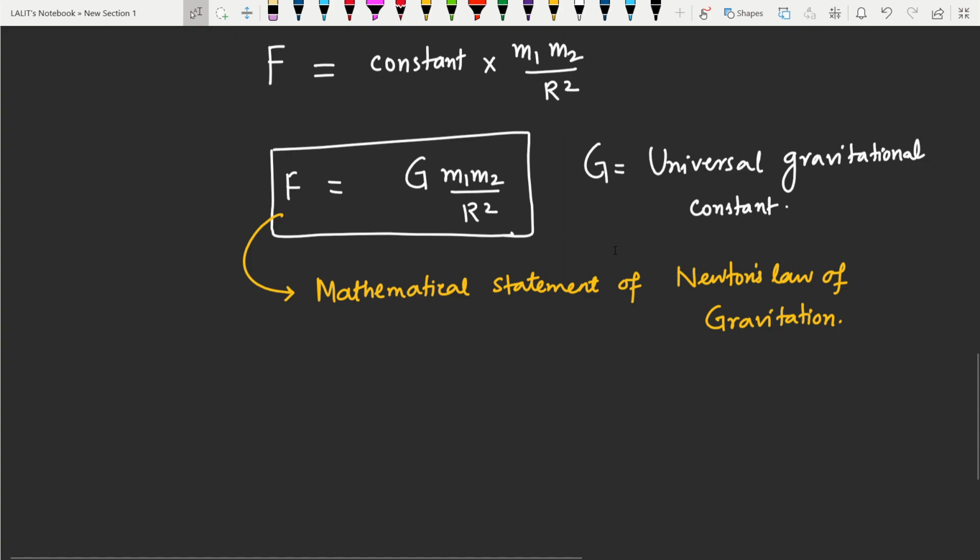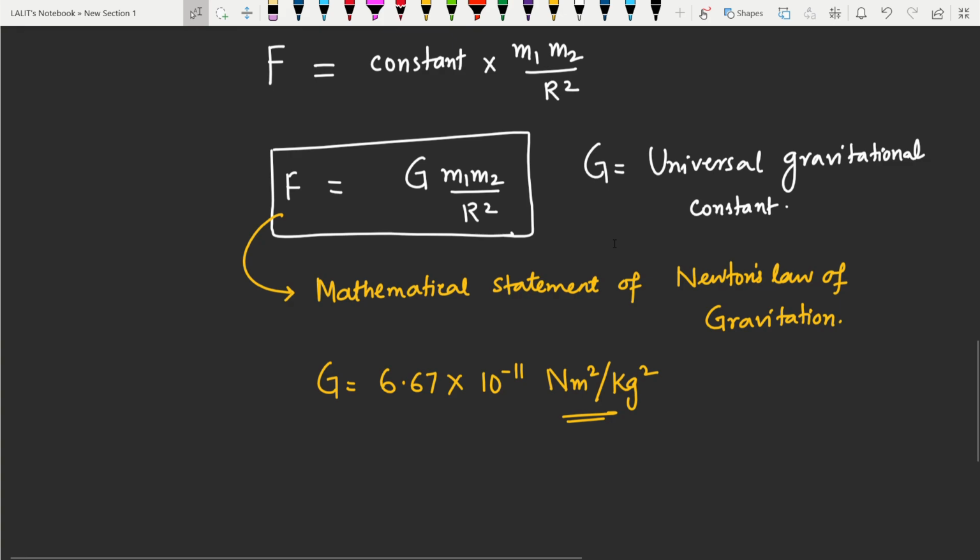Now this G is the universal gravitational constant. The value of G is equal to 6.67 into 10 power of minus 11. The unit is Newton meter square per kg square. Now how do we get this unit?